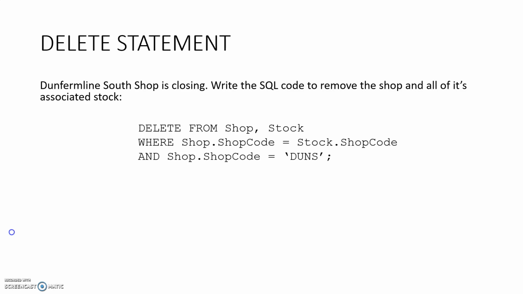So we've got delete from shop and the stock tables or entities, where shop.shopcode equals stock.shopcode. So really important that we're putting the equi-join in, the primary key to foreign key link there, to join shop and stock together. And shop.shopcode equals DUNS. So that's the code for Dunfermline South, which we should already know from our database.